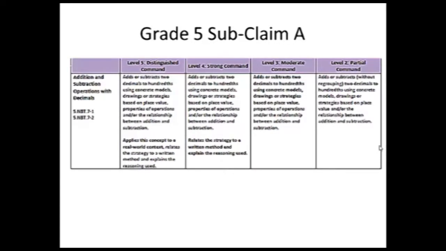If you look at this level 2 partial command, basically you're just computing. You're using some models, some concrete models or drawings, but you're not really doing anything with it, and there's no regrouping involved. And you see, as you go to that left-hand column, with our ultimate goal being, for many of our students, distinguished command, for the bulk of our students, strong command, that we have to not only do the addition and subtraction, but then we have to really understand the strategy, and we need to apply that concept to a real-world context.